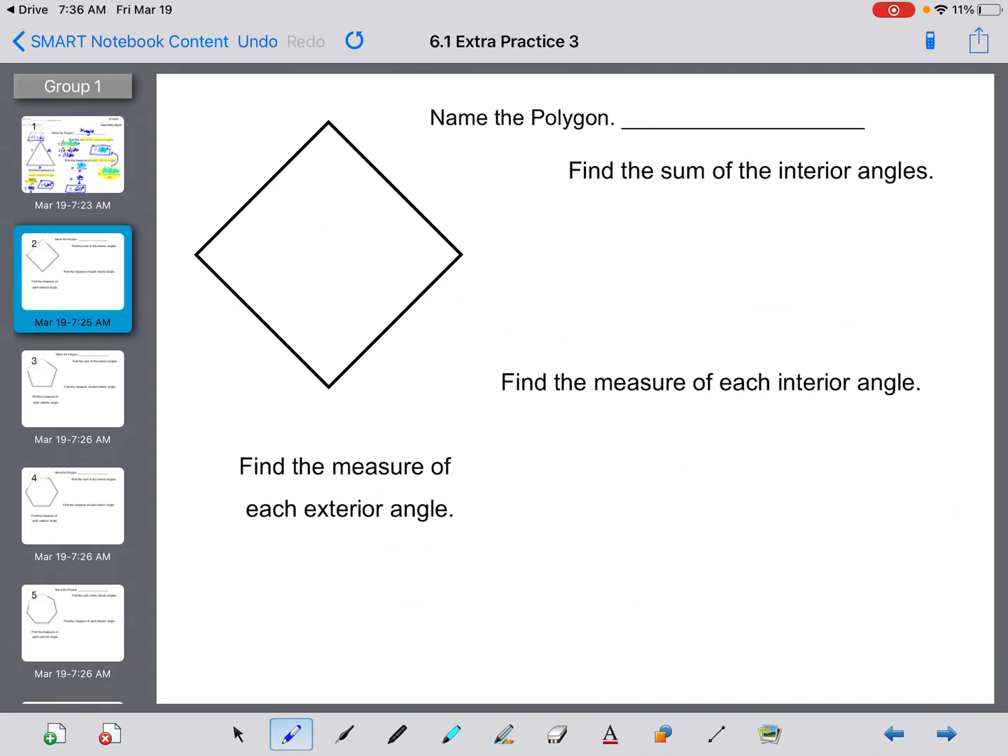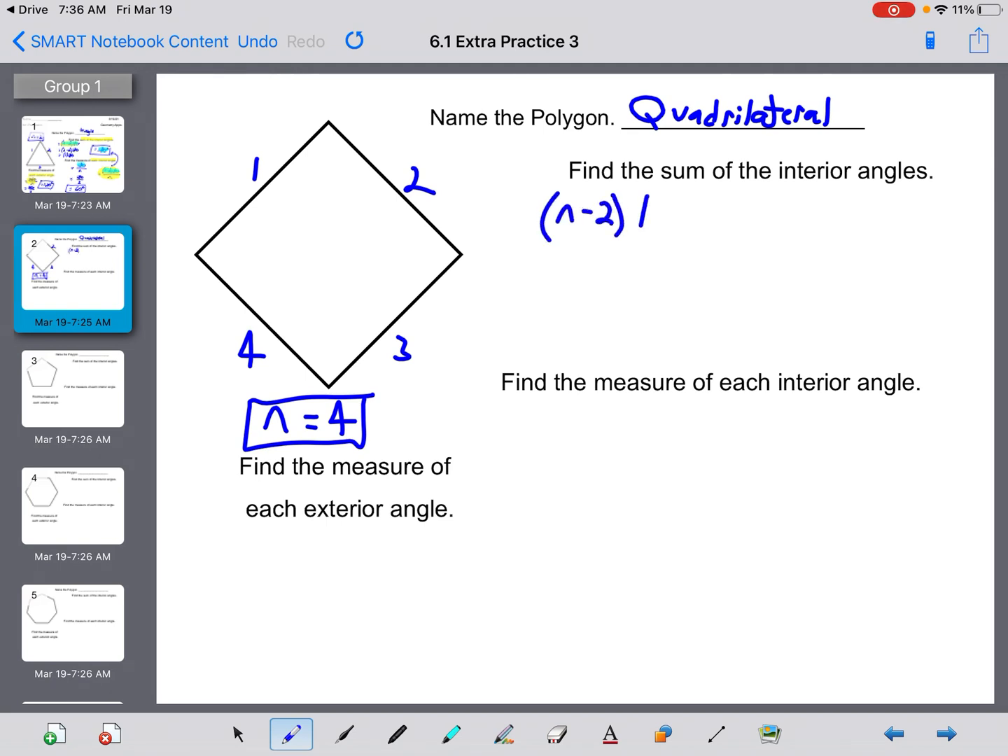Find the sum of the interior angles. Well, the first thing we need to do is name. I see 4 sides. N must be equal to 4. This is a quadrilateral. Okay, the sum of the interiors is n minus 2 times 180. In this case, n is 4. 4 minus 2 is 2, and 2 times 180 is 360 degrees.